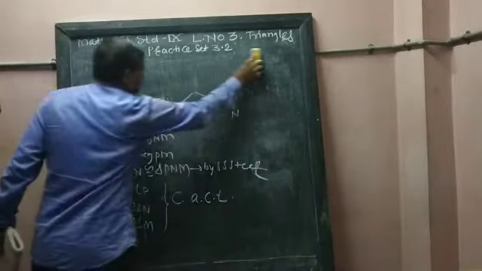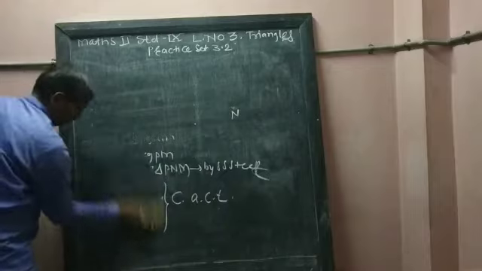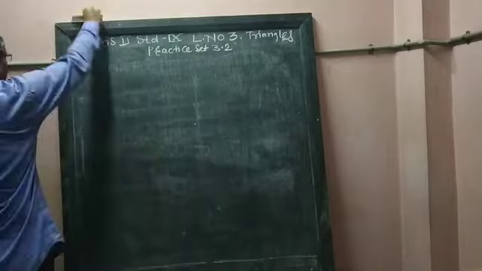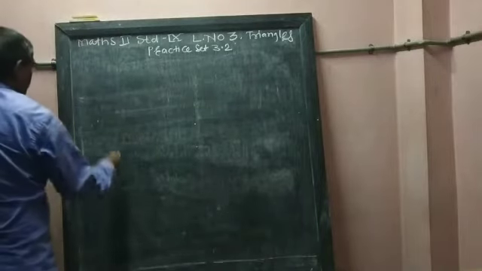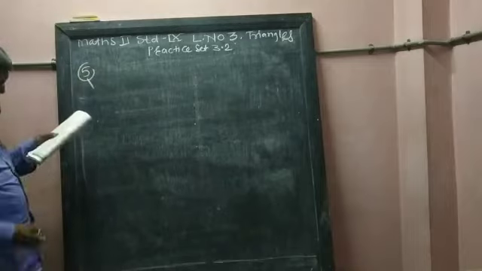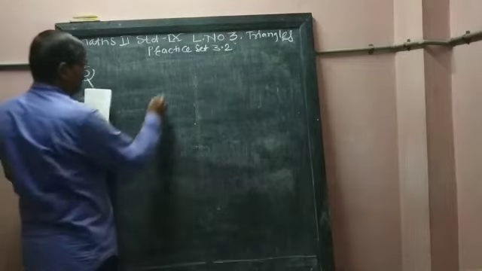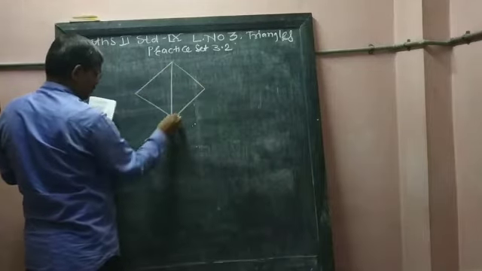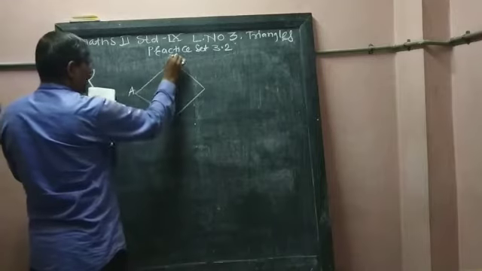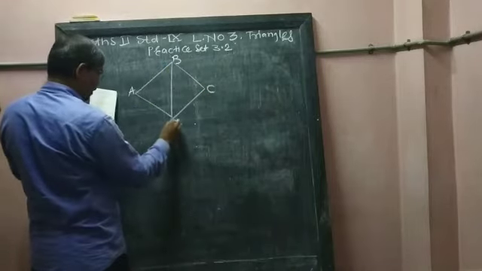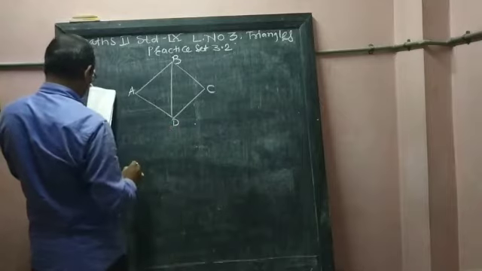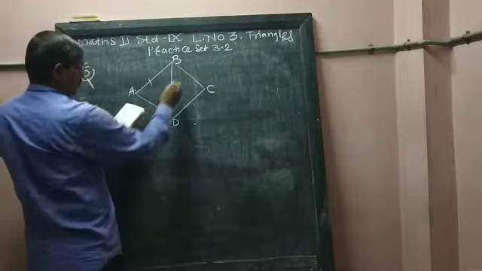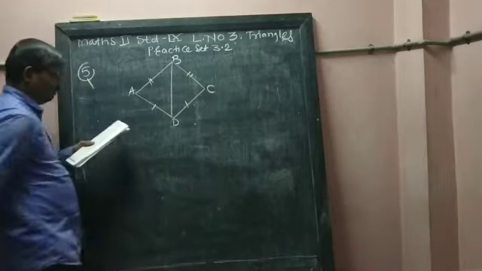Now we are entering into the last question. Sorry, question number 5. There is a diagram given like a kite. A, B, C, D. Here AB is congruent to BC, with similar markings given.